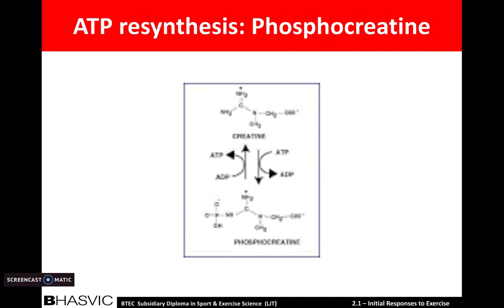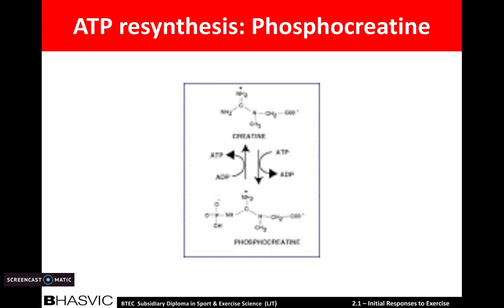ATP resynthesis, phosphocreatine. PC stands for phosphocreatine. Phosphocreatine is a molecule that stores phosphates, and it can turn them into energy, which will then provide energy for a muscular contraction. Phosphocreatine is similar to ATP in that it is stored in muscle cells. The intensity for phosphocreatine is high, and this high intensity will also last for 7 seconds.